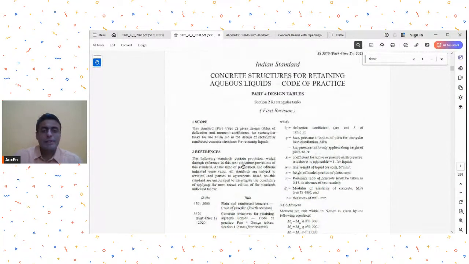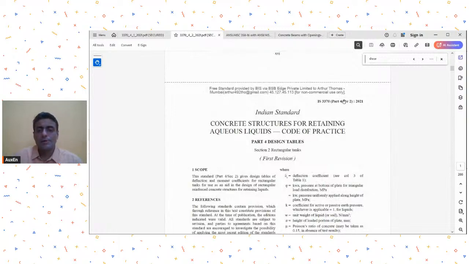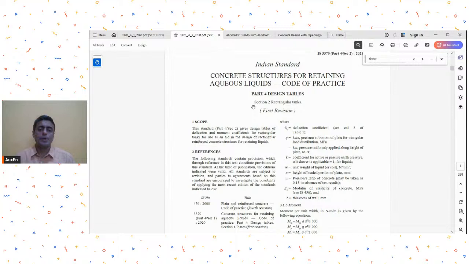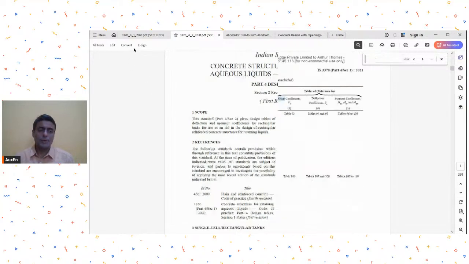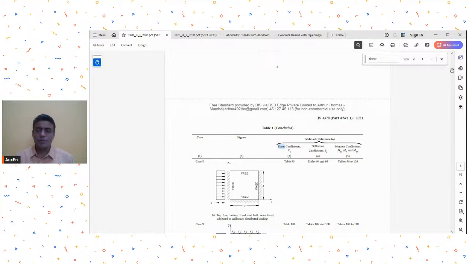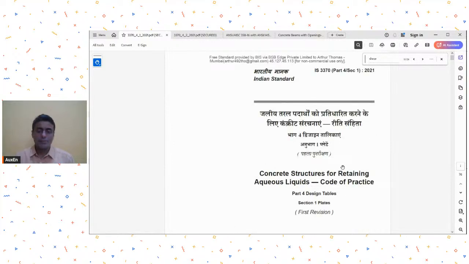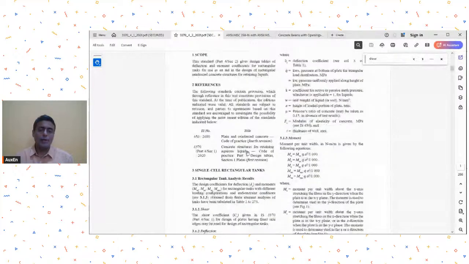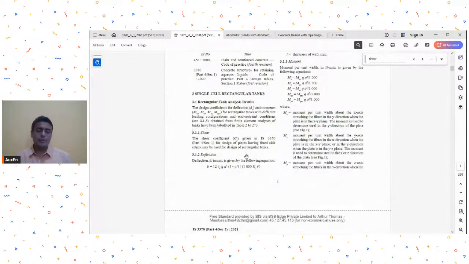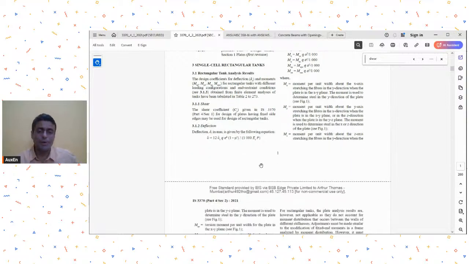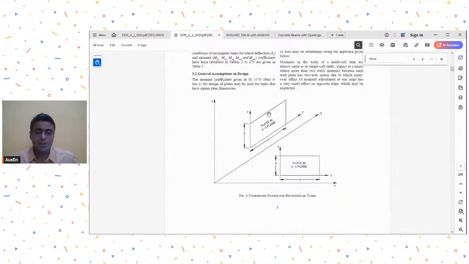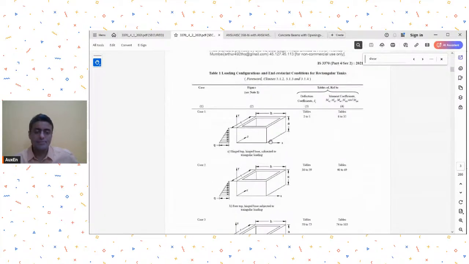However, because you have asked, you need to refer to these tables now. 2021 IS 3370 Part 4 Section 2. Section 2 is for tanks, and I also have opened Section 1. Section 1 is for wall panels, plates. They are calling it plates. So for rectangular tanks, you can refer to these tables. These tables essentially give you the moment coefficients. So I'll just show you how it is done.